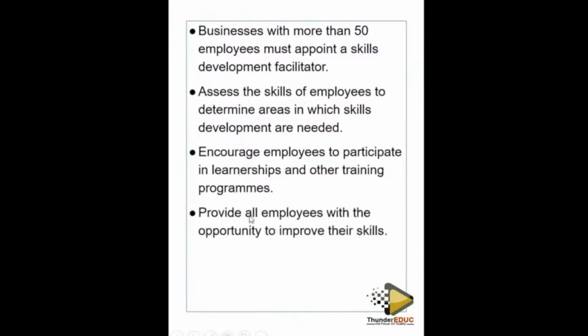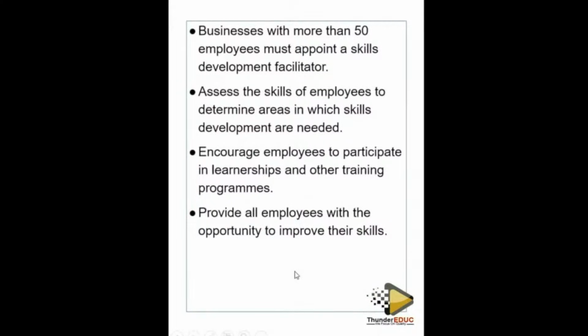So now moving on, provide all employees with the opportunity to improve their skills. A company can only qualify to take part in the Skills Development Act if it doesn't practice discrimination. Discrimination, remember, we said, is when there is judgment of people in terms of age, in terms of skills, in terms of the color of skin, in terms of the language. So each and every person that qualifies to take part in this Skills Development Act should be given that platform, that opportunity, that chance. That's what the Act is saying.